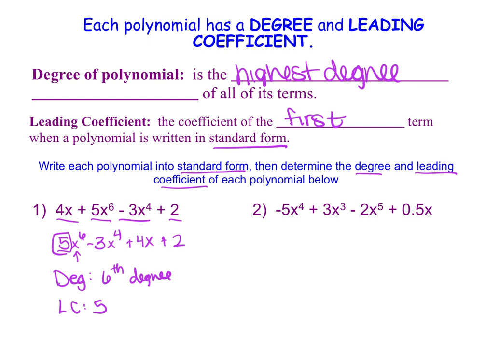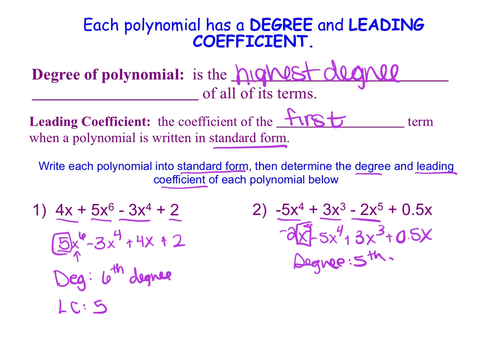If we apply the same thinking over here, we're going to put them in order first. So we have negative 2x to the 5th minus 5x to the 4th plus 3x to the 3rd plus 0.5x. And then here again, I'm looking for the highest power, which is right here. So my degree is going to be a degree of 5, or the 5th degree. And then my leading coefficient, which is the first coefficient when this is written in standard form, is negative 2.